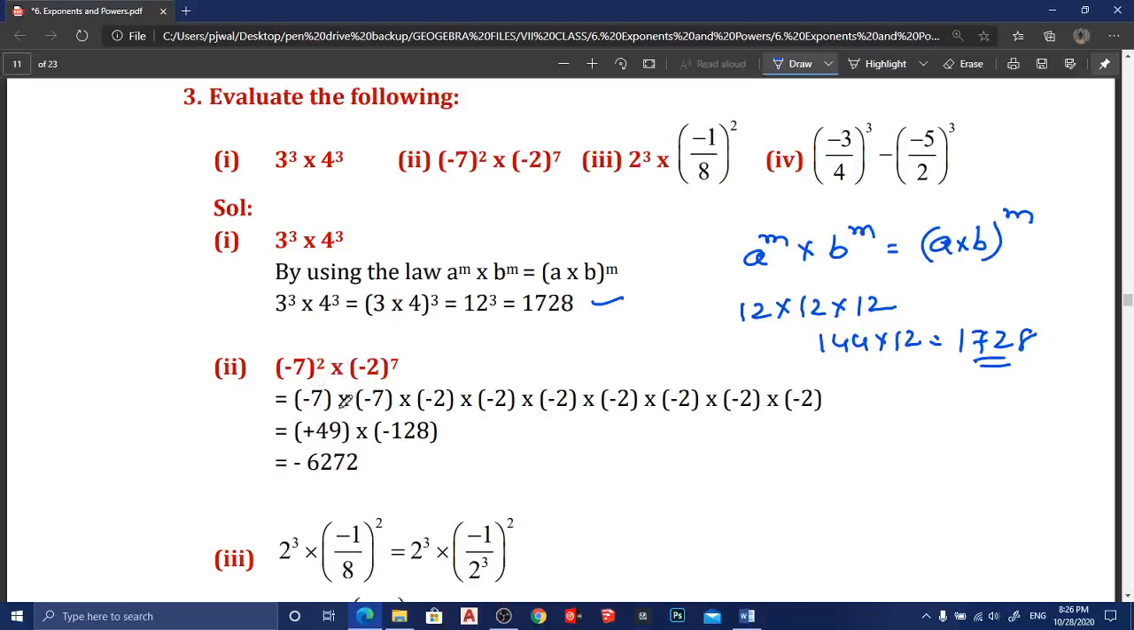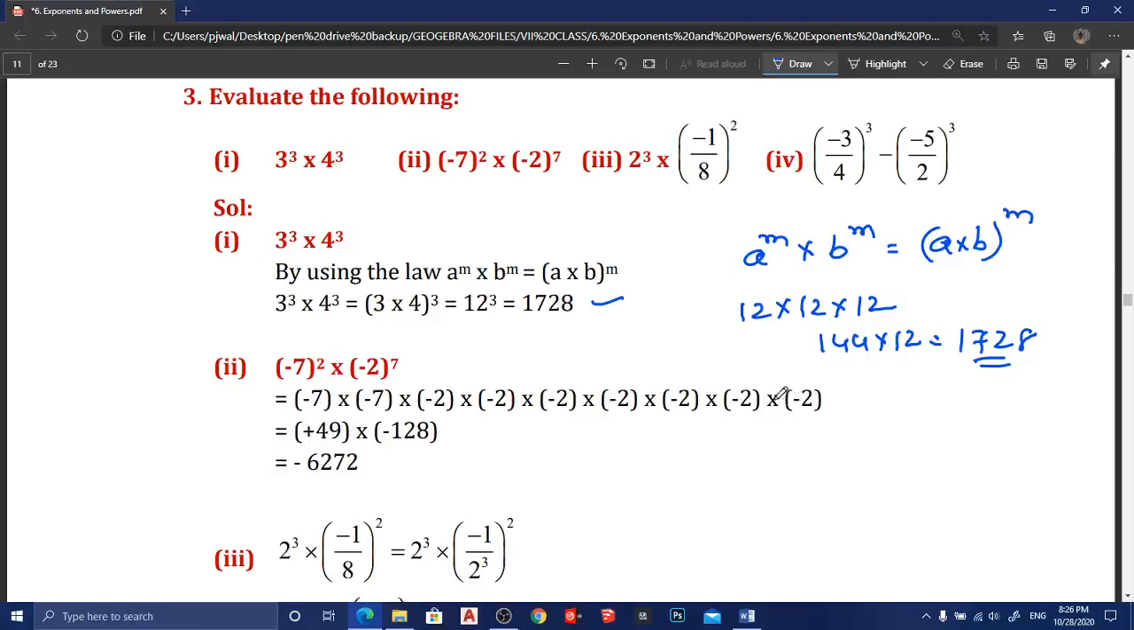Minus 7 square means multiply minus 7 two times, minus 7 into minus 7. Minus 2 to the power of 7 means how can I write this? Minus 2, you have to multiply 7 times. 1, 2, 3, 4, 5, 6, 7. So up to here, minus times minus is plus, 7 7s are 49.